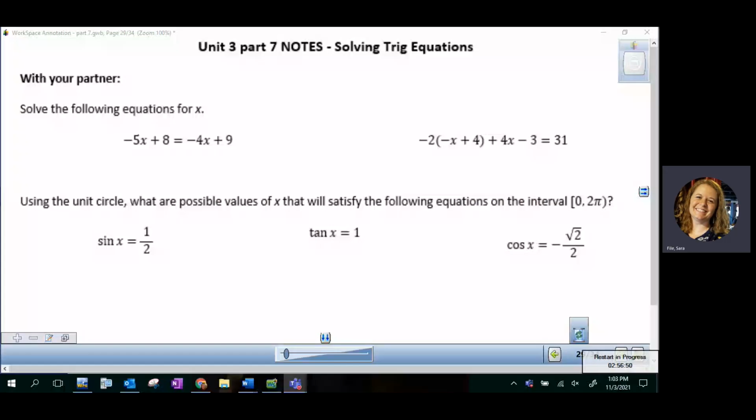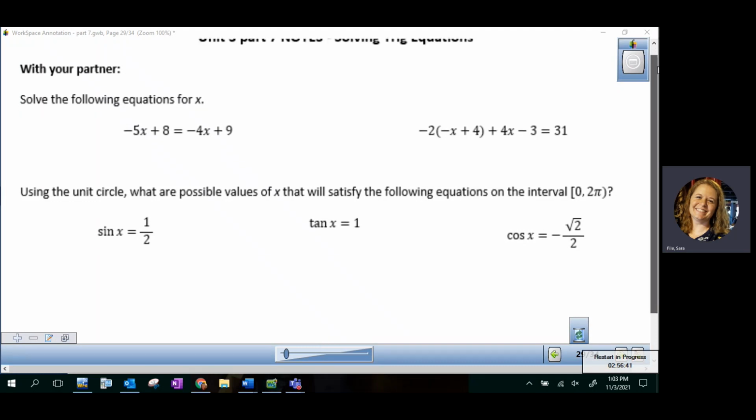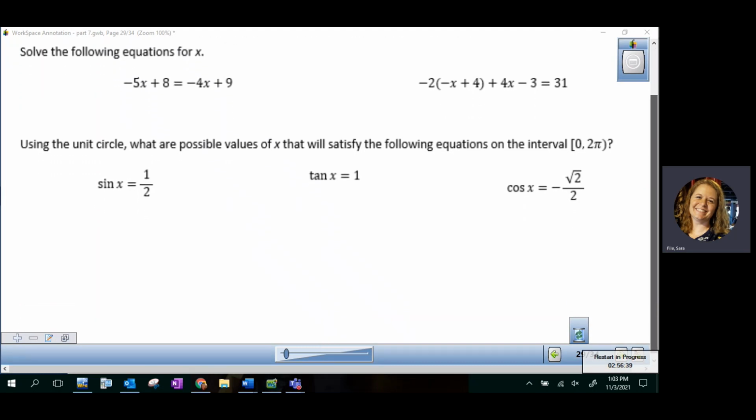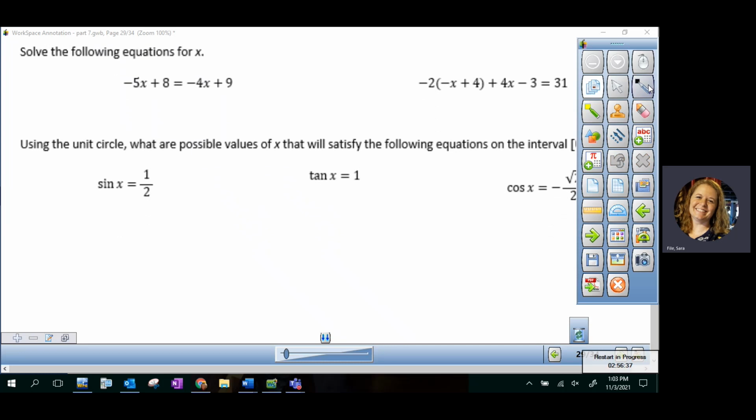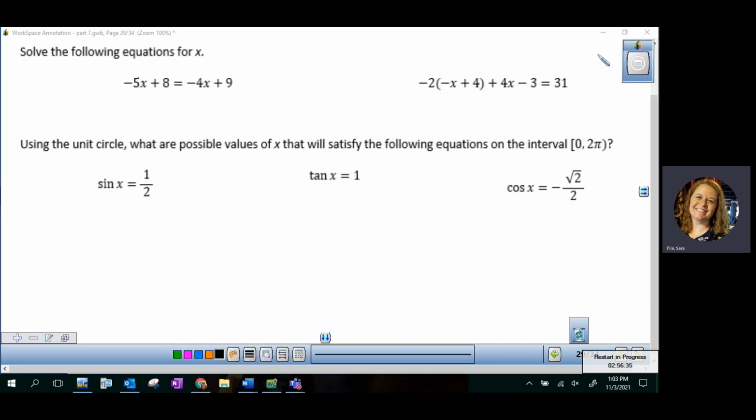All right, so again, this is the paper I handed out to supplement the notes packet. This is part 7, which is solving trig equations. So I asked y'all to take a minute to try these. If you're watching this as a video, pause and give these a shot. You can use your unit circle for these, and then unpause to check your work.